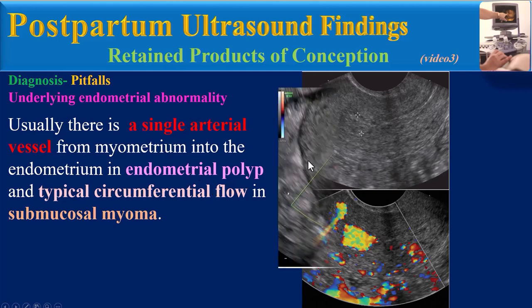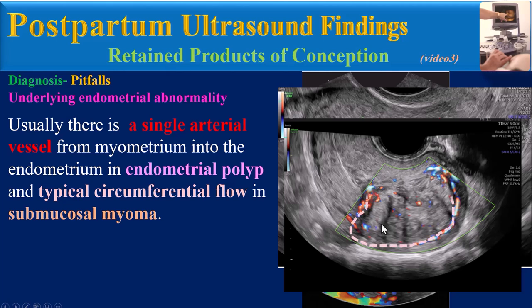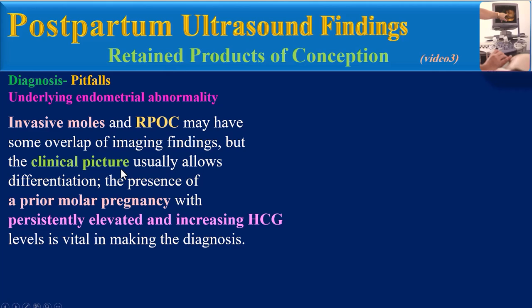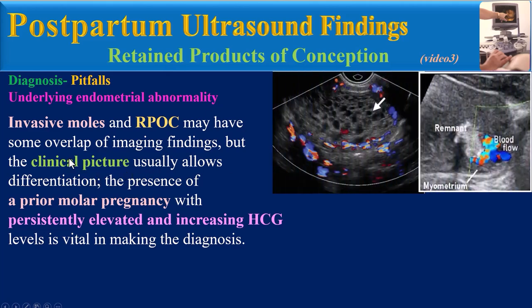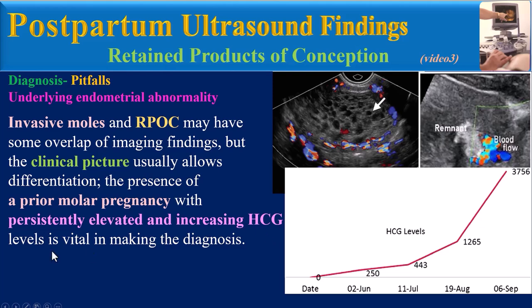Usually, there is a single arterial vessel from the myometrium into the endometrium in an endometrial polyp, and typical circumferential flow in submucosal myoma. Invasive moles and RPOC may have some overlap of imaging findings, but the clinical picture usually allows differentiation. The presence of prior molar pregnancy with persistently elevated and increasing HCG levels is vital in making the diagnosis.